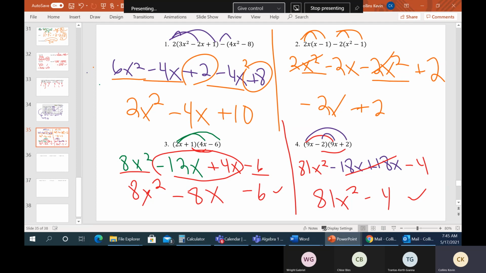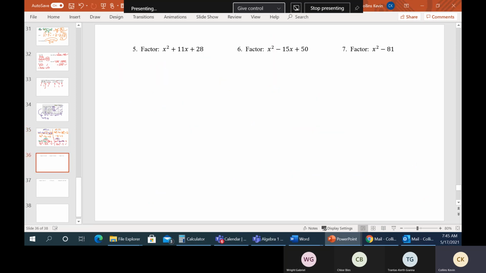All right, let's go ahead and do a couple more. So these are factoring, so we want to undo what we've been doing. So instead of multiplying them out, we want to split them back up. Okay. So go ahead and work on that.